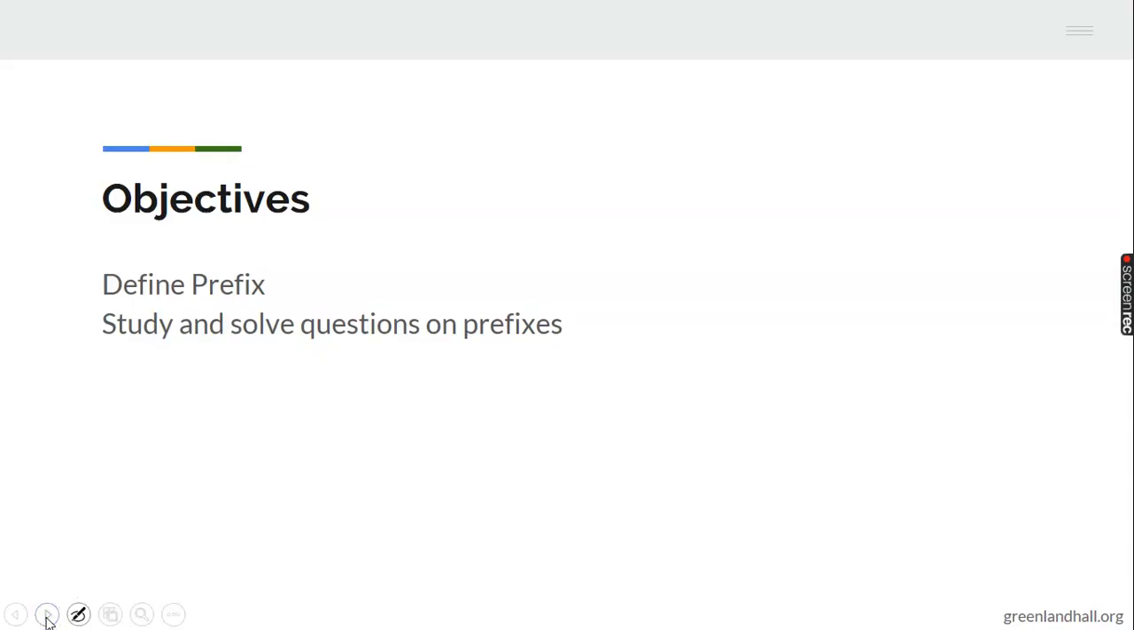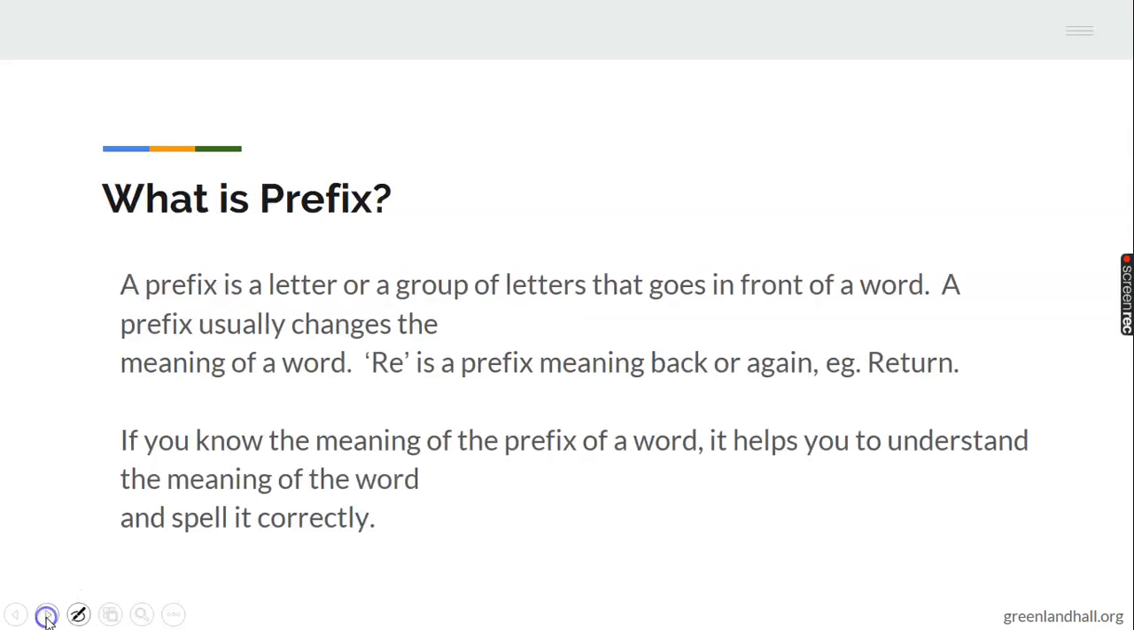So our objectives for today: after this, you should be able to define what a prefix is, and you should, on your own, be able to study and solve questions on prefixes. So that means after today's lesson, you should be able to say what a prefix is, and then solve questions and study, because it is verbal reasoning. You wear your thinking cap. I am so excited because you're going to wear your thinking cap today and reason things out using prefixes. All right, so that's the objective.